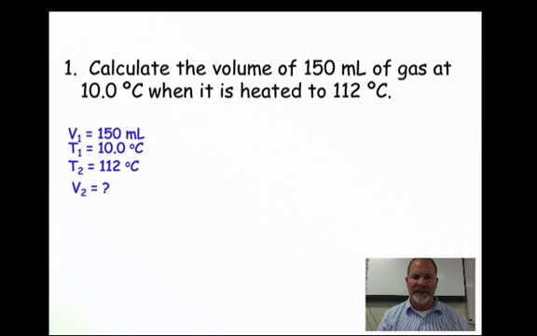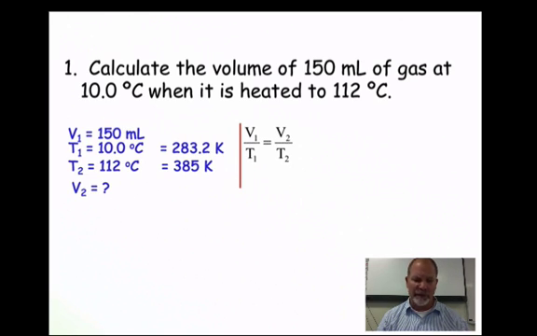So looking at this, I then realize my volume's in milliliters, my temperature has to be in Kelvin. So I have 10.0, one digit to the right of a decimal, so I have to keep one digit to the right of a decimal. 273.15, the 5 rounds the 1 up to a 2, so 283.2. And then my 112 is the even number, so I just straight up add 273, and now I've realized my equation.